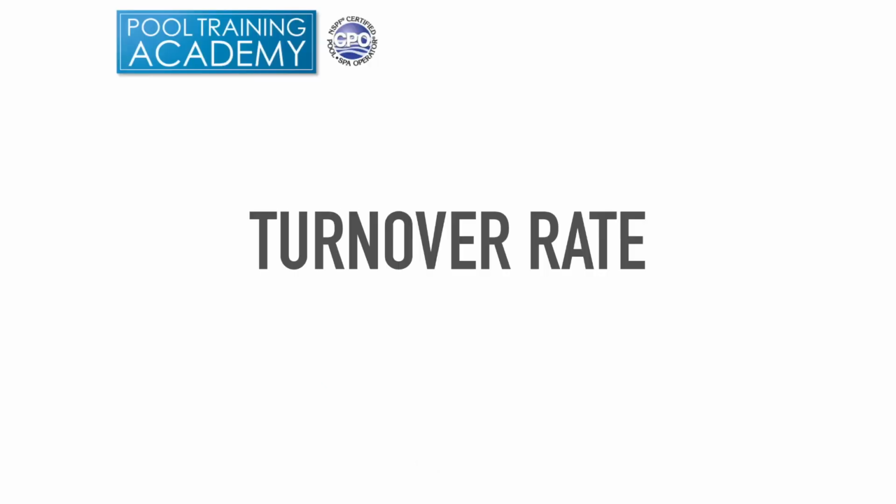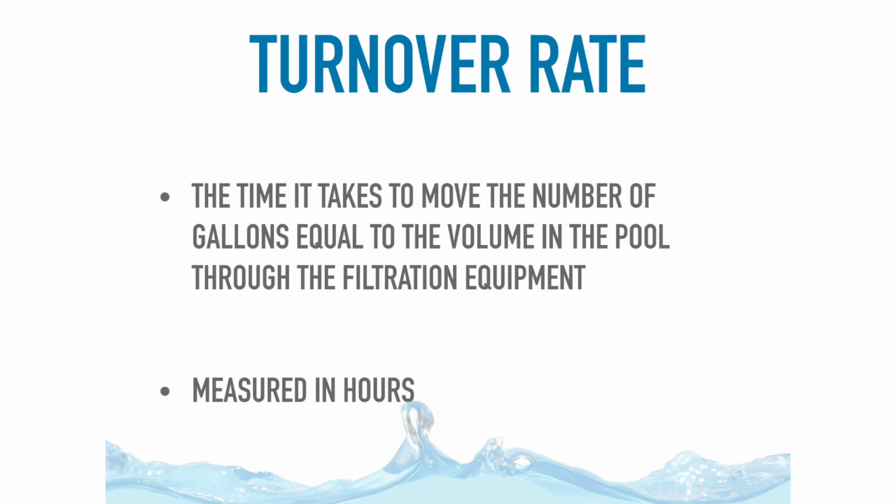Now, our turnover rate is defined by the book as the time that it takes to move the number of gallons equal to the volume in the pool through the filtration equipment one time. That's a really fancy way of saying the time that it takes to move all of our water, to push all of our pool water through the filtration equipment once. This is our turnover rate. Now, we measure this in hours. This measurement is actually given to us by our health departments. This isn't something that we come up with arbitrarily out of the blue. We are given a requirement by our specific health departments.